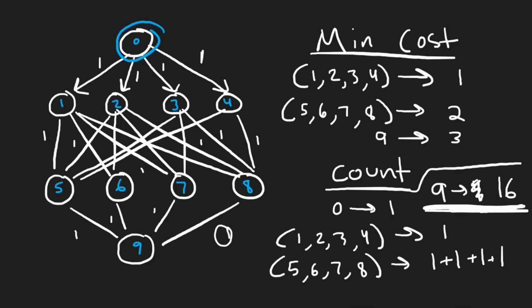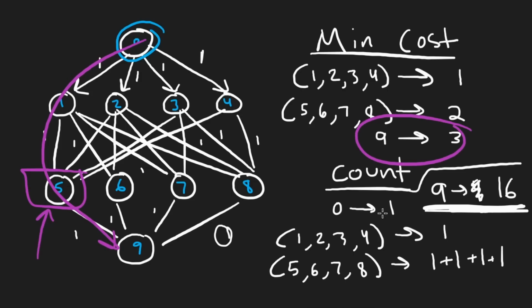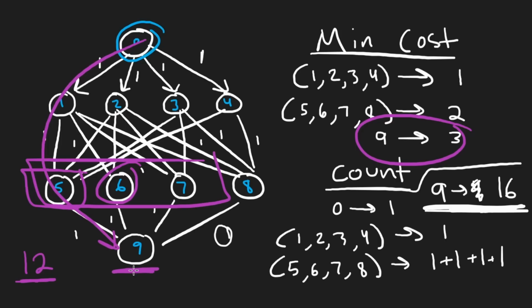So this is how this part of the solution would work. With 5, we'd say, okay, so far, this is the minimum cost, which is 3. So there are 4 ways to reach 5, so I add that over here. I get 4 ways. With 6, same thing. With 7, same thing. So with these 3, I counted 12 different paths to reach 9 that have a cost of 3. But now I see 8 over here. And for 8 to reach 9, it actually takes a cost of 2.